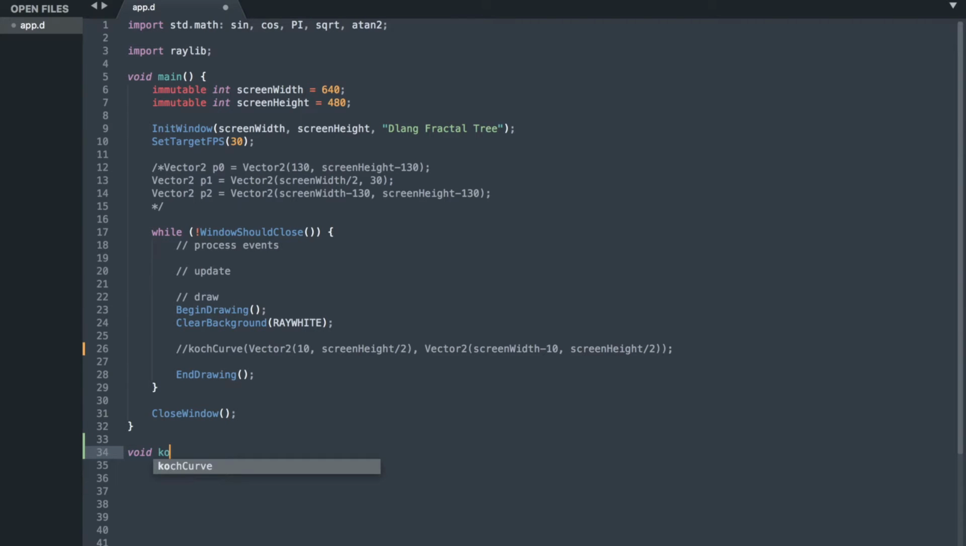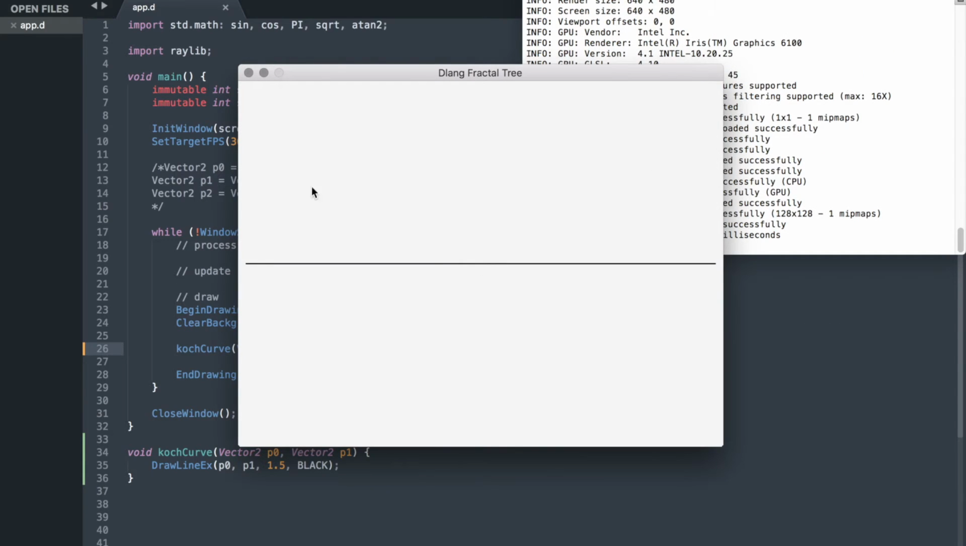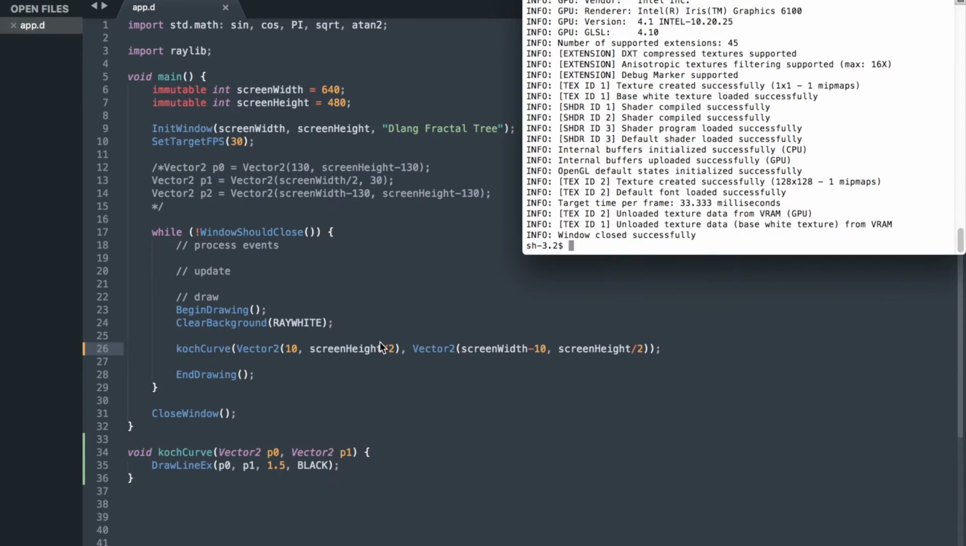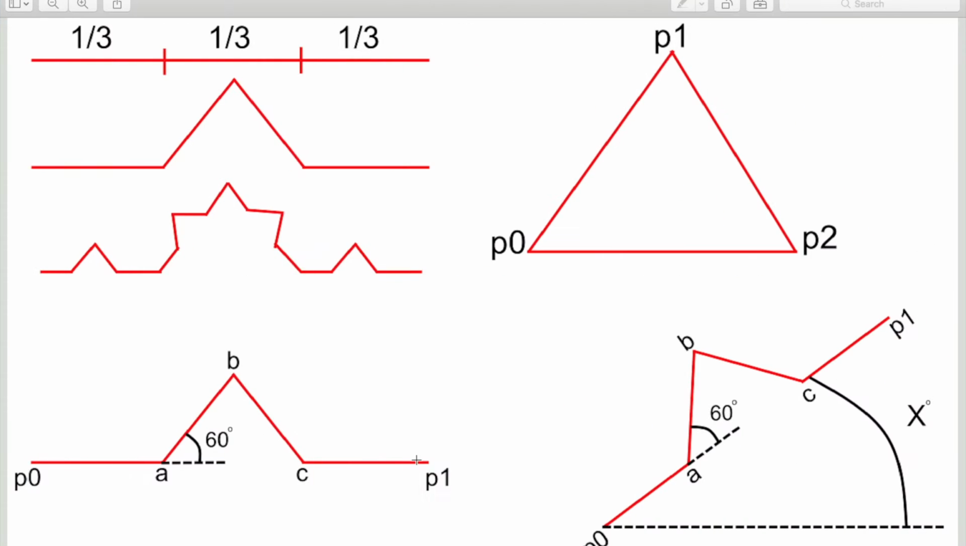Alright, let's start by creating a Koch curve function. It will display a line for now. The function will take 2 points as arguments, the starting point and the ending point of a line. Then it will draw the line using these points. Then we need to calculate new points.